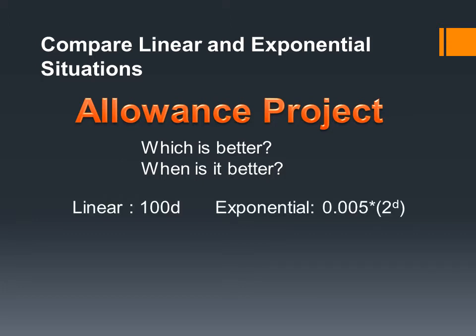First, I wrote the two equations. The linear equation would be 100 times the number of days. So at 10 days, you'd have $1,000. The exponential is 0.005 because we were saying 1 penny for the first day. So if we go back to the 0th day, that's how we'd represented it, times 2 to the dth power, because you're doubling it every day.